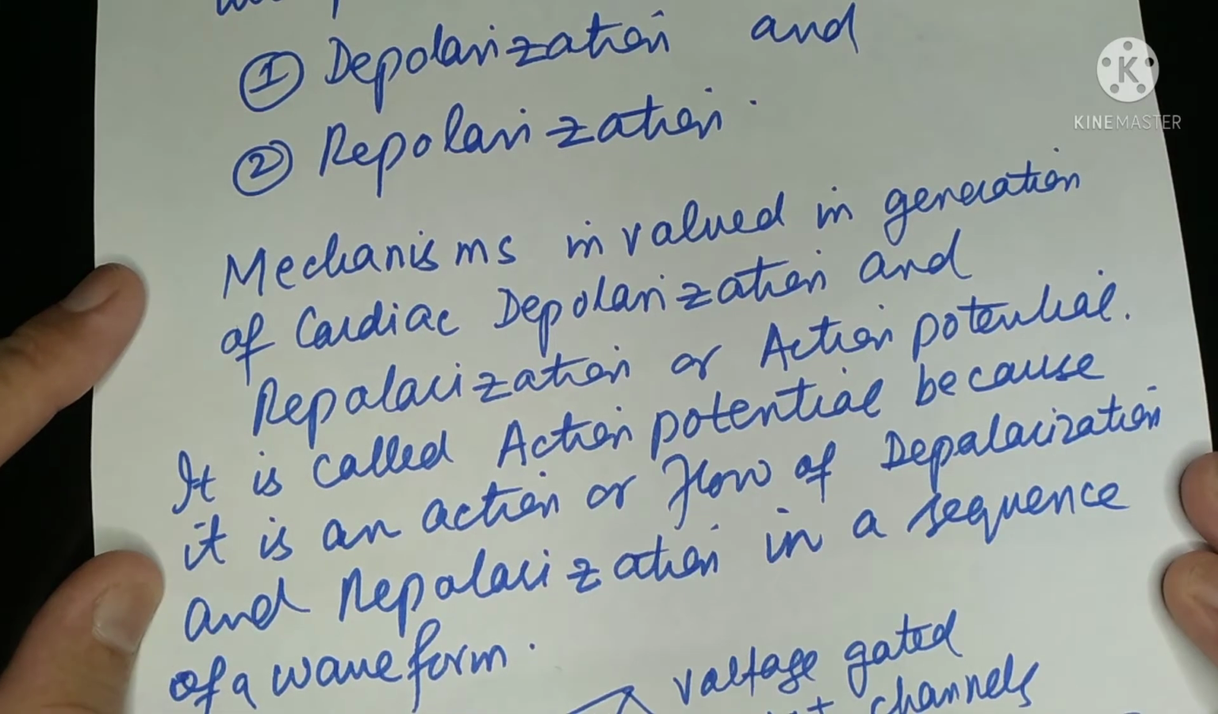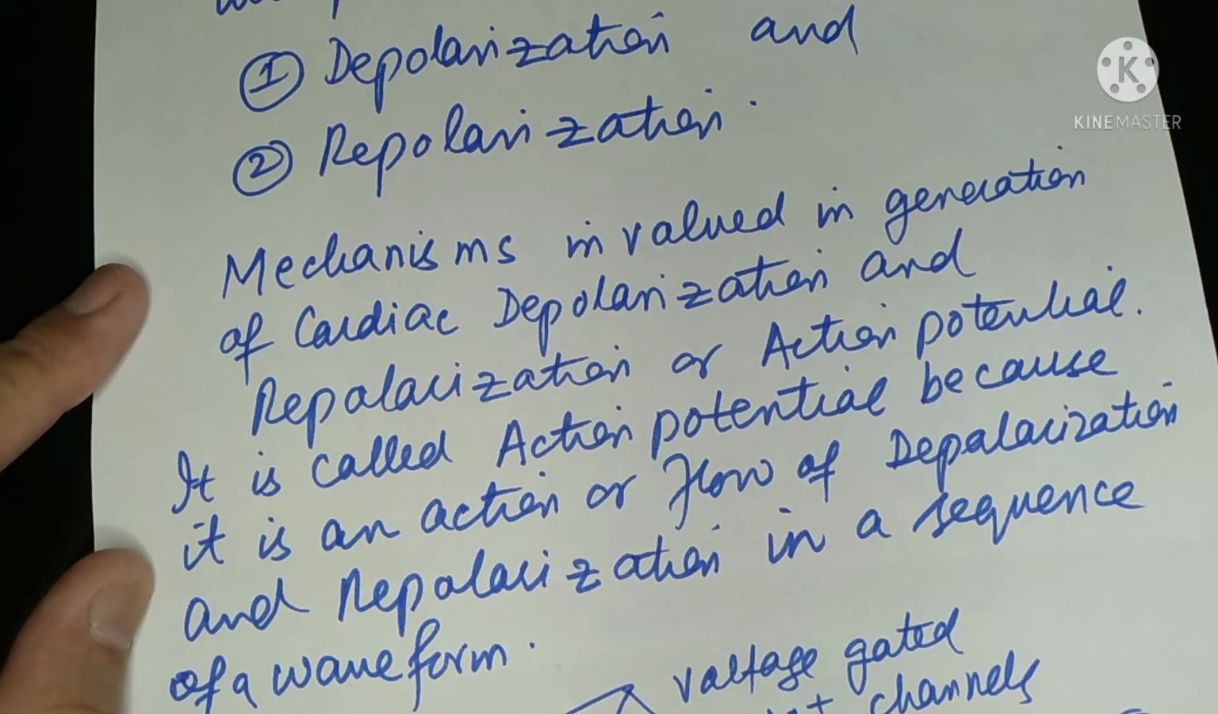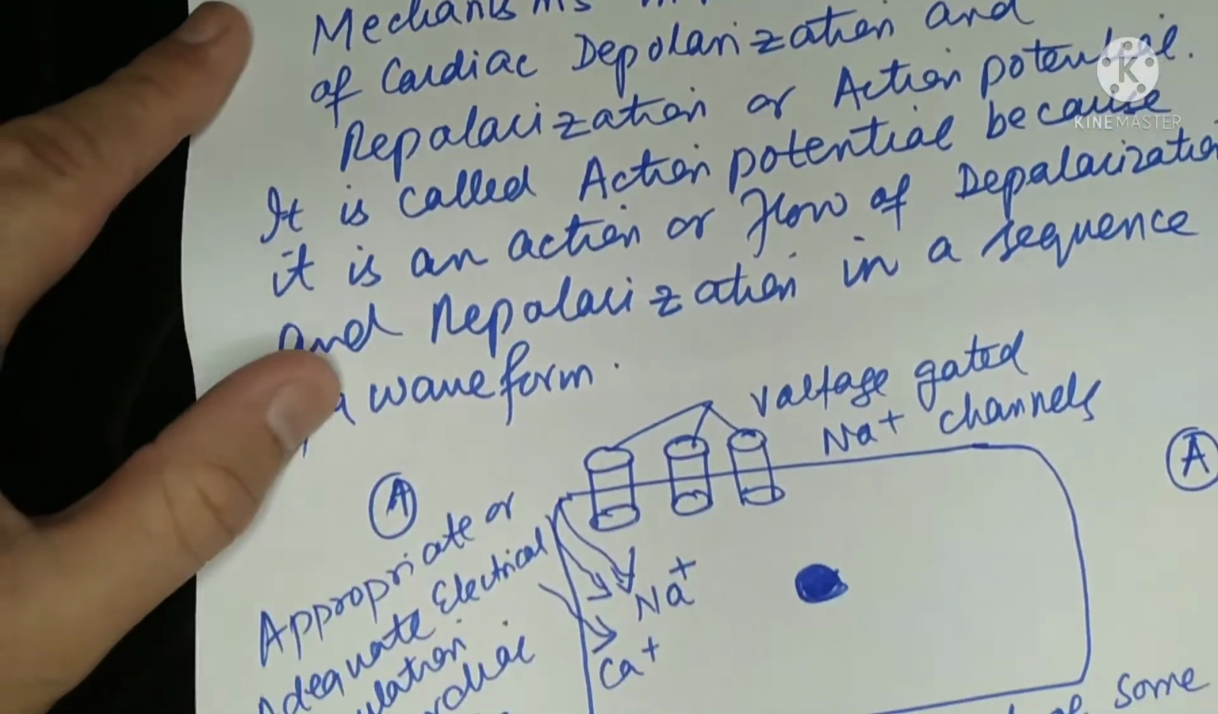It is called action potential because it is in action, that is, it is a flow or a wave of electrical current or depolarization and repolarization which continues across the cell membrane from one cell to the other in the cardiac muscle in a sequence or wave form. That is why it is known as action potential.